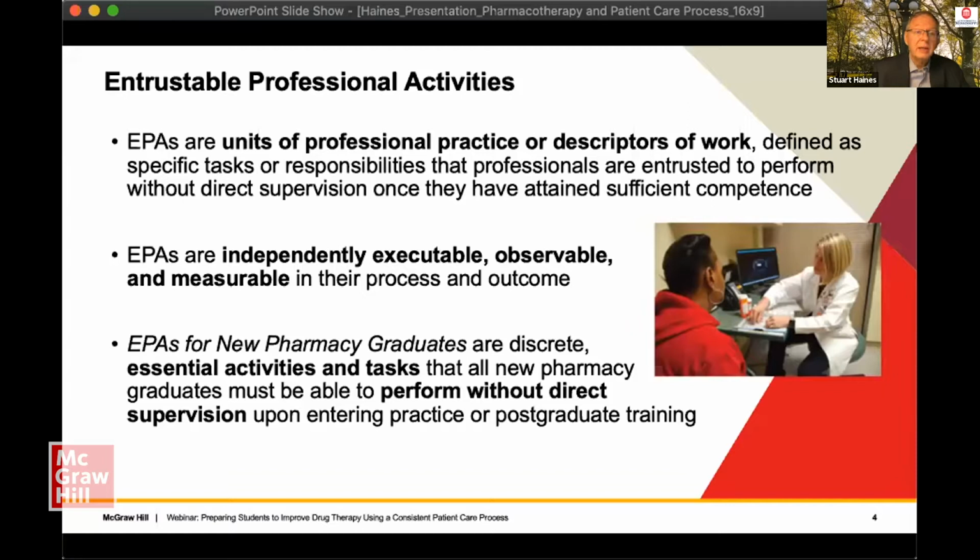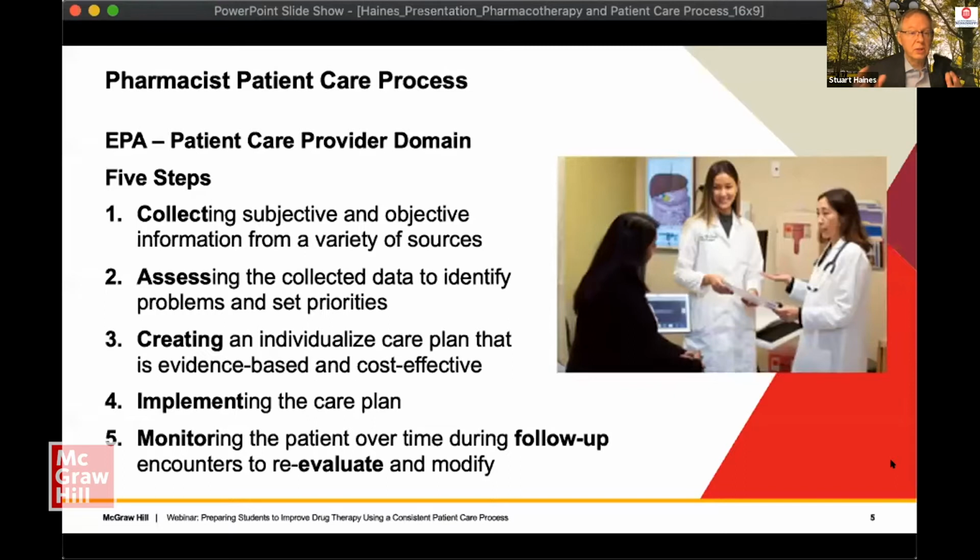Now, the EPAs, as articulated in the AACP document, which is the entrustable professional activities for new pharmacy graduates, explore six different entrustable domains, if you will, of practice. But the very first is the pharmacist's patient care process. So let's talk a little bit about that. So the patient care provider domain involves the pharmacist's patient care process. And as a part of that process, there are five distinct steps. And every student should, one, know what those steps are, but be given practice performing each of those steps.